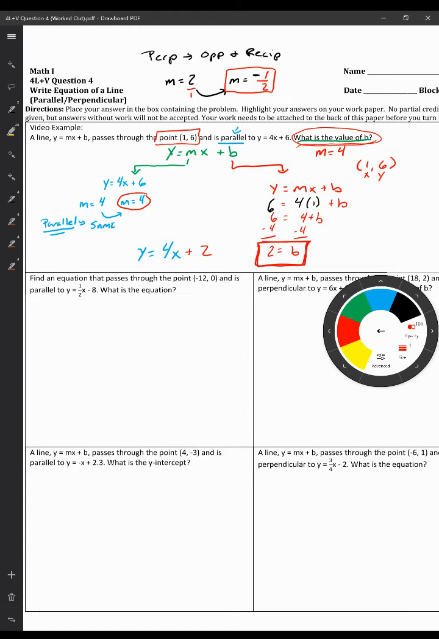So really make sure you're always reading what the last question is asking. Also make sure that you're paying attention to whether it says parallel in the problem or if it says perpendicular. Parallel, same; perpendicular, opposite and reciprocal.